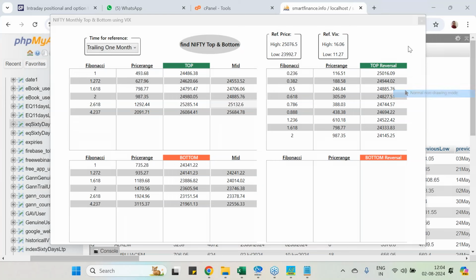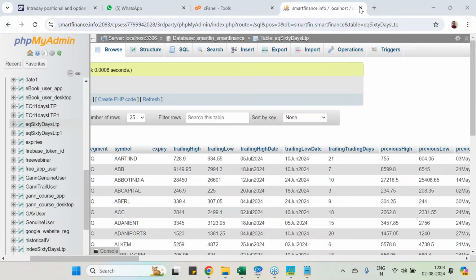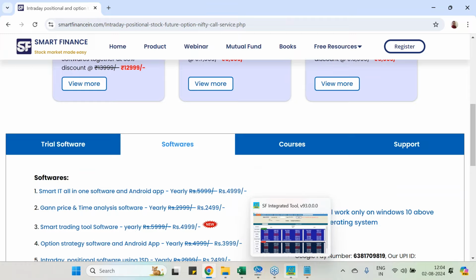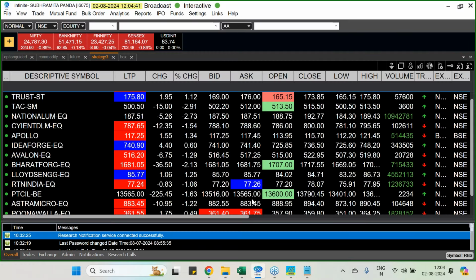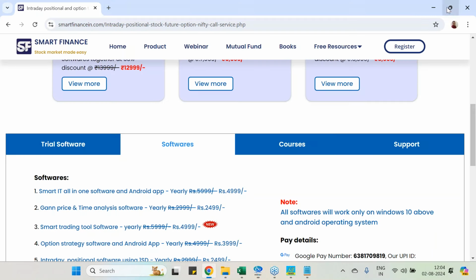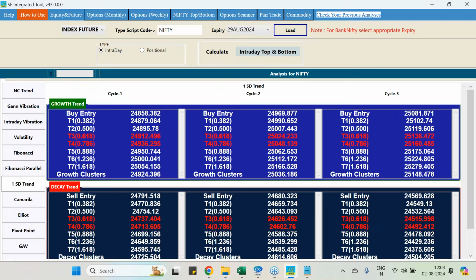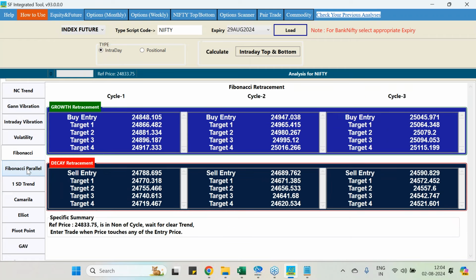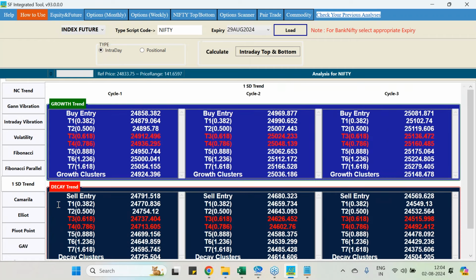So many ways you can use the VIX. These are two ways we have kept our VIX part in our softwares and all. If you utilize this software, you will be getting immense benefit out of that. It has intraday analysis, it does using the NC trend, GAN vibration, intraday vibration, volatility, Fibonacci, one-day trends, every unique analysis it does, and it uses the volatility in all studies. That is the importance of that.